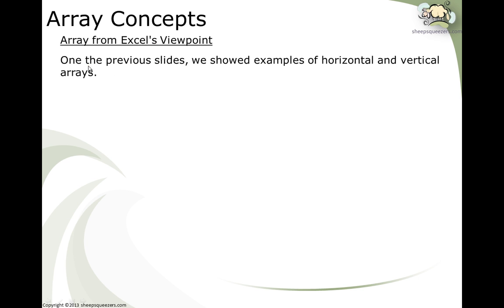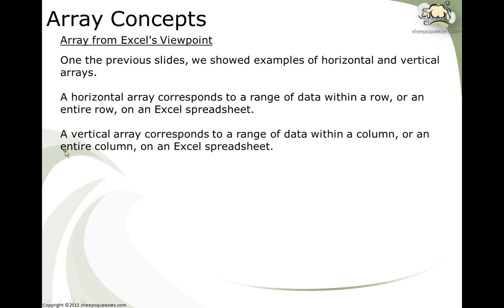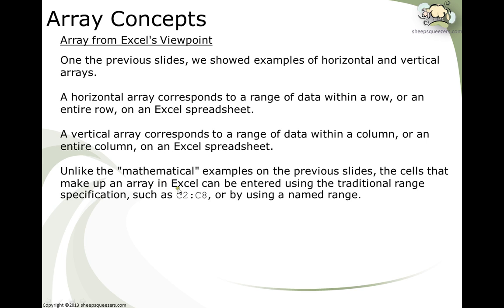Now, let's talk about arrays and array formulas from an Excel standpoint. On the previous slide, we showed examples of horizontal and vertical arrays. A horizontal array corresponds to a range of data within a row or an entire row on an Excel spreadsheet. A vertical array corresponds to a range of data within a column or an entire column on an Excel spreadsheet. Unlike the mathematical examples in the previous slides, the cells that make up an array in Excel can be entered using the traditional range specification or range spec, such as C2:C8, or by using a named range.